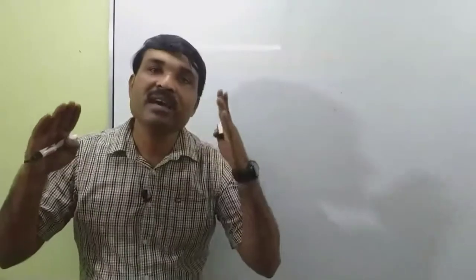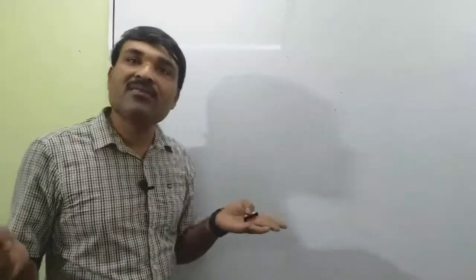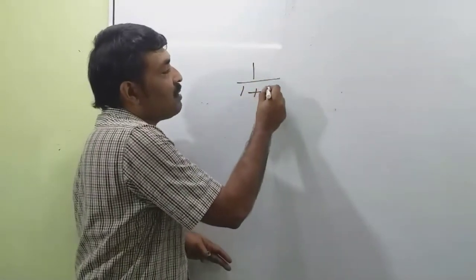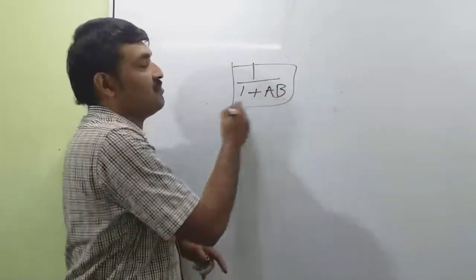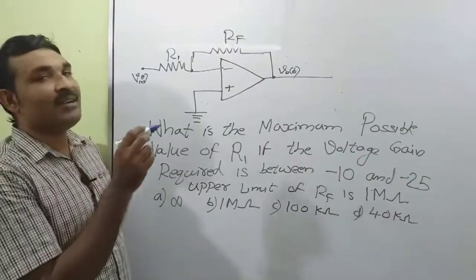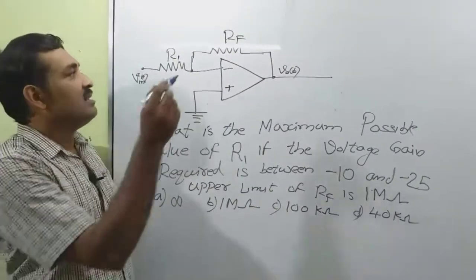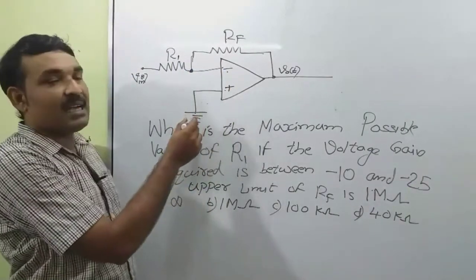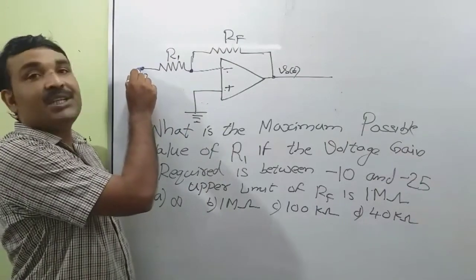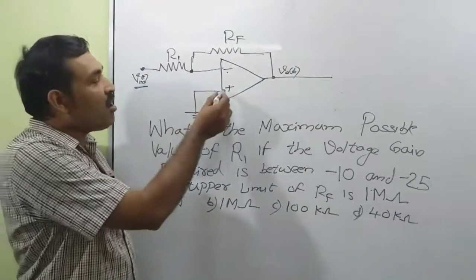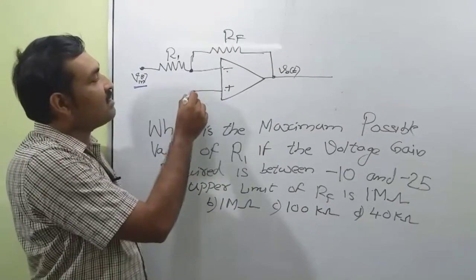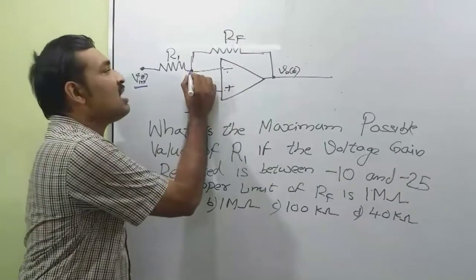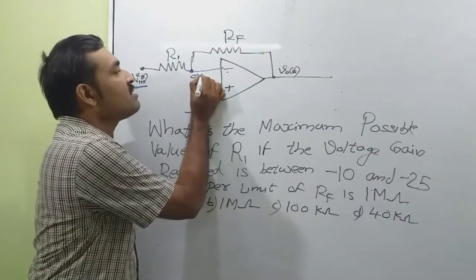An open loop system is very highly sensitive to noise. In the case of a closed loop system, that is reduced by a factor of 1 divided by 1 plus AB. Okay. So this is a negative feedback operational amplifier circuit. Since feedback is given at the negative terminal and the positive terminal is grounded, input is given at the inverting terminal and the non-inverting terminal is grounded. So the potential at this point is 0 volt.